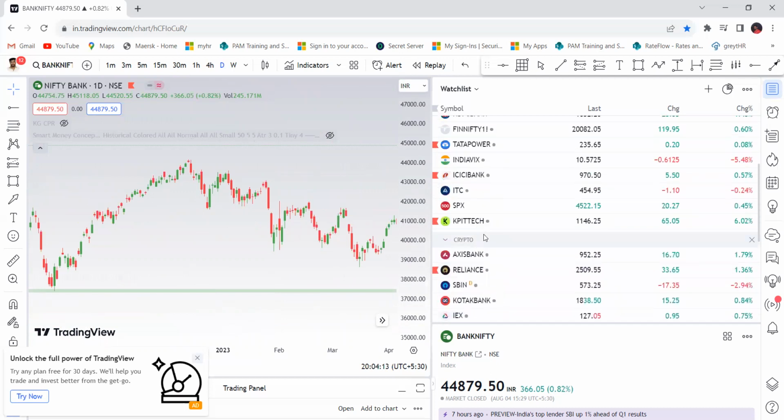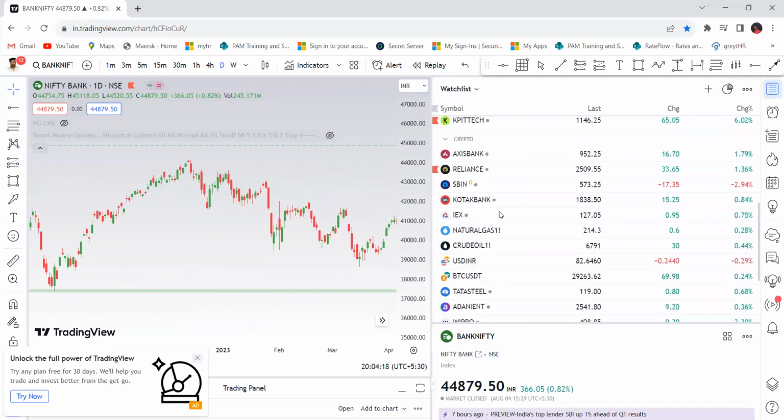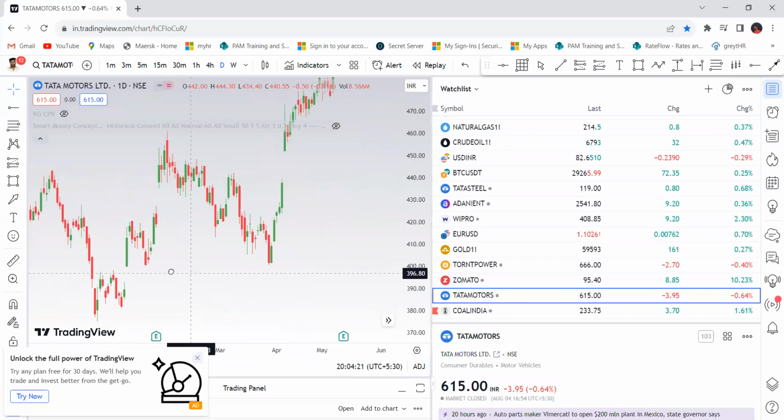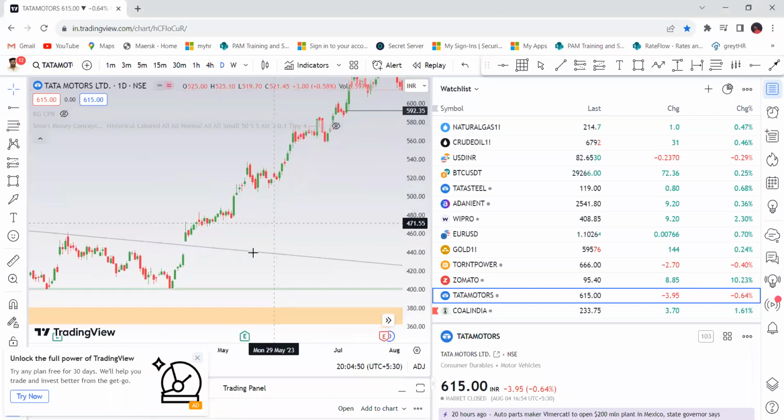Let's go to our discussion stock, which is Tata Motors. Do we have a piercing candle? Yes, we have it. So this is exactly the support, and we have a piercing candle here. See the green candle which closed 50% above. See what has happened. Price has started moving up.